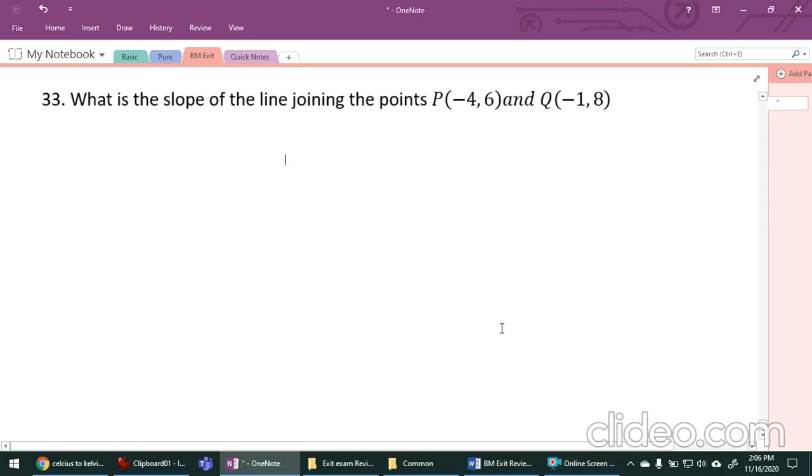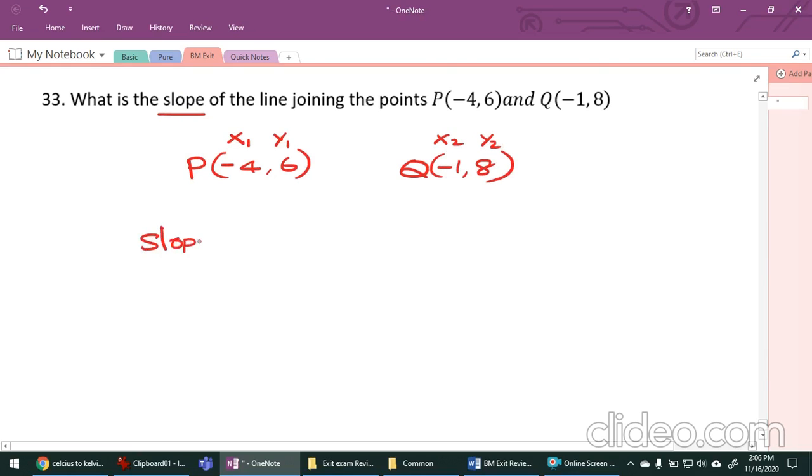Question number 33: what is the slope of the line joining the points P (-4, 6) and Q (-1, 8)? Slope we know, slope means almil. So we have the points P (-4, 6) and Q (-1, 8). We should write this as x1, y1 and this as x2, y2. Now, what is the rule for slope? You should remember the rule. Slope m equal to y2 minus y1 by x2 minus x1.